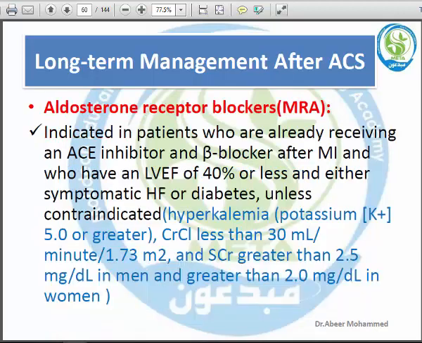Aldosterone receptor blockers like spironolactone are indicated for patients who already received ACE inhibitors and beta blocker after MI and who have HFrEF, heart failure with reduced ejection fraction, and either symptomatic heart failure or diabetes, unless contraindicated. Contraindications of MRA are hyperkalemia, potassium more than 5, creatinine clearance less than 30, or serum creatinine greater than 2.5 in men and greater than 2 in women. These are the contraindications of aldosterone receptor blockers.